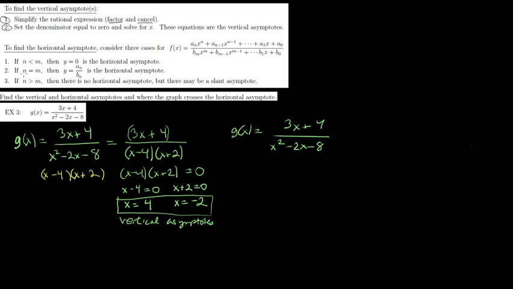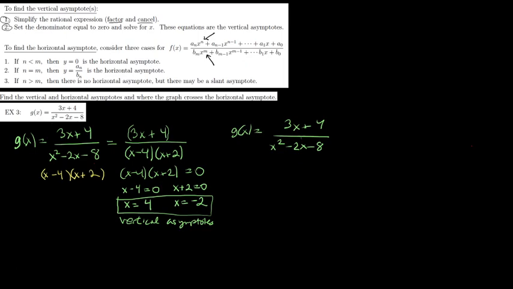Okay. So notice there's three cases here, right? n and m. So what were n and m? n is the degree of the numerator. That's the n right here, right? And the m is the degree of the denominator. That's the m right here, right? In other words, the n is just the biggest exponent of the numerator, and the m is the biggest exponent in the denominator. Okay?